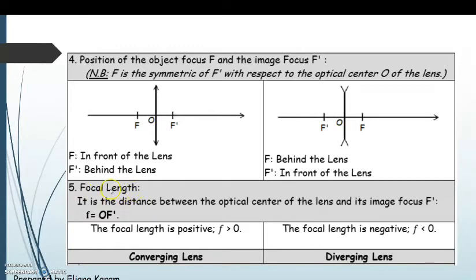The focal length is the distance between the optical center of the lens and its image focus F prime, which is over here, O F prime. This is the positive sense, so O F prime must be positive. This is called the focal length and it's symbolized by the letter f. While in a diverging lens, O F prime is in this direction and the positive sense is in the opposite direction. That's why O F prime will be negative in a diverging lens.